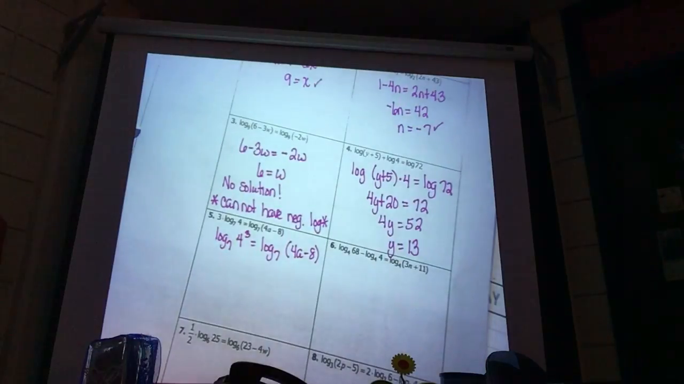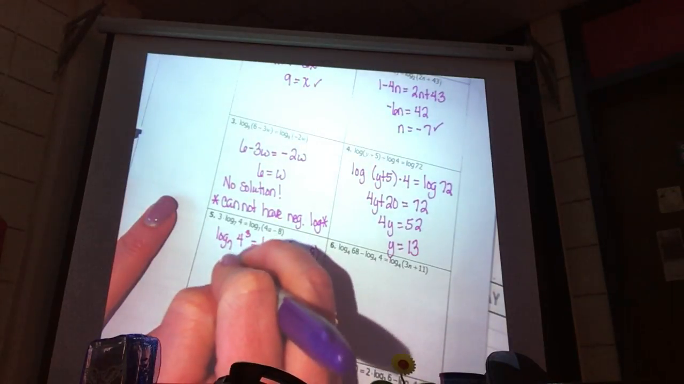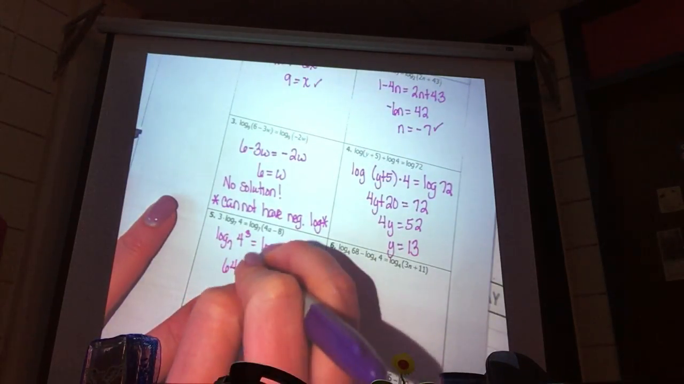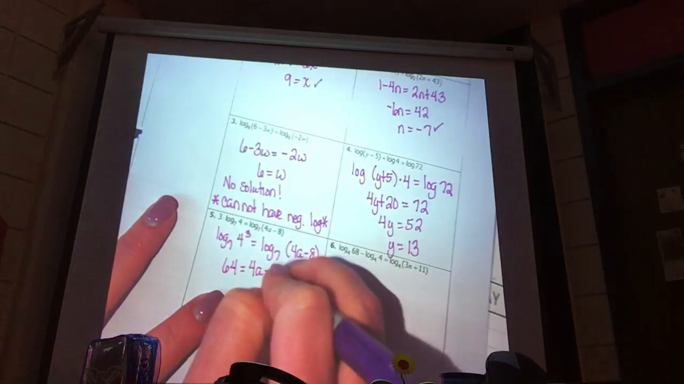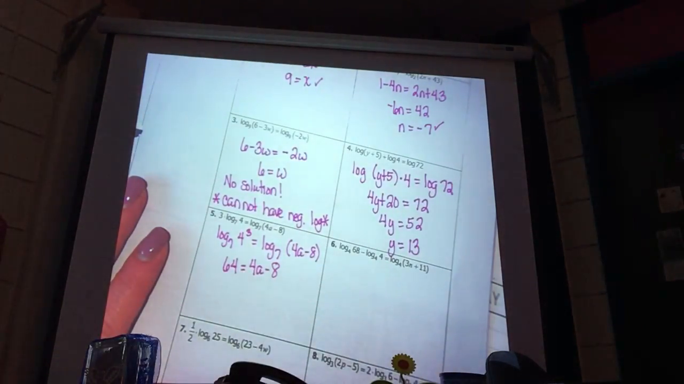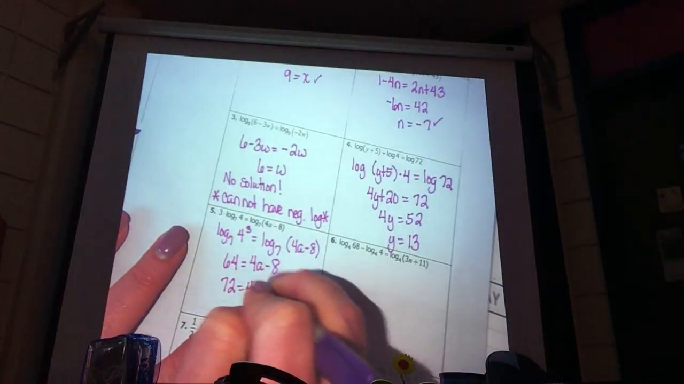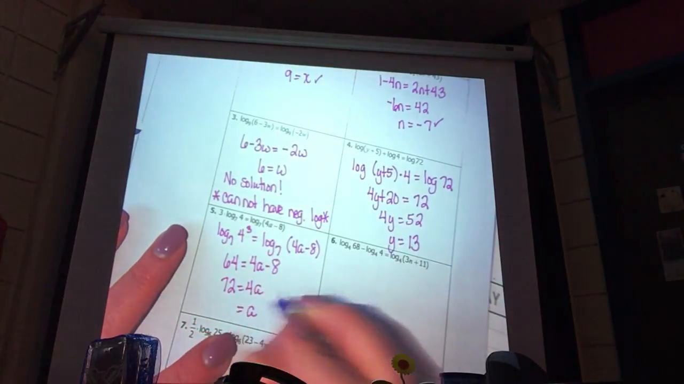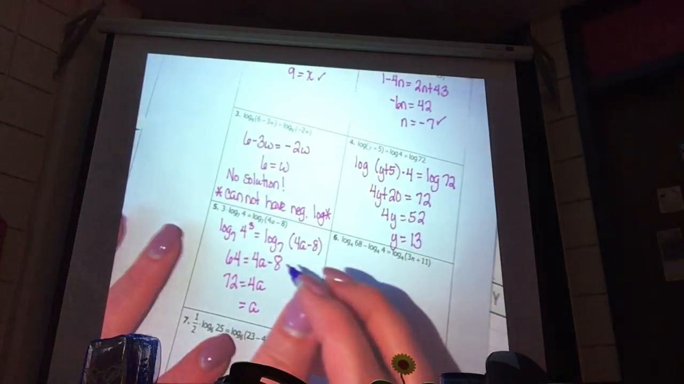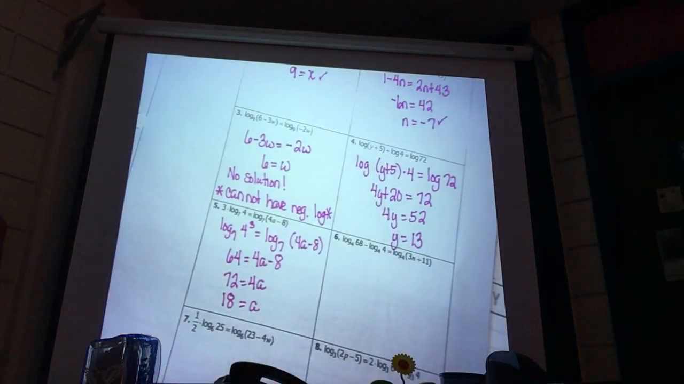What is 4 cubed? 64. And that's equal to 4a subtract 8. Can I solve that? Plus 8. So what is a? 18. 16.